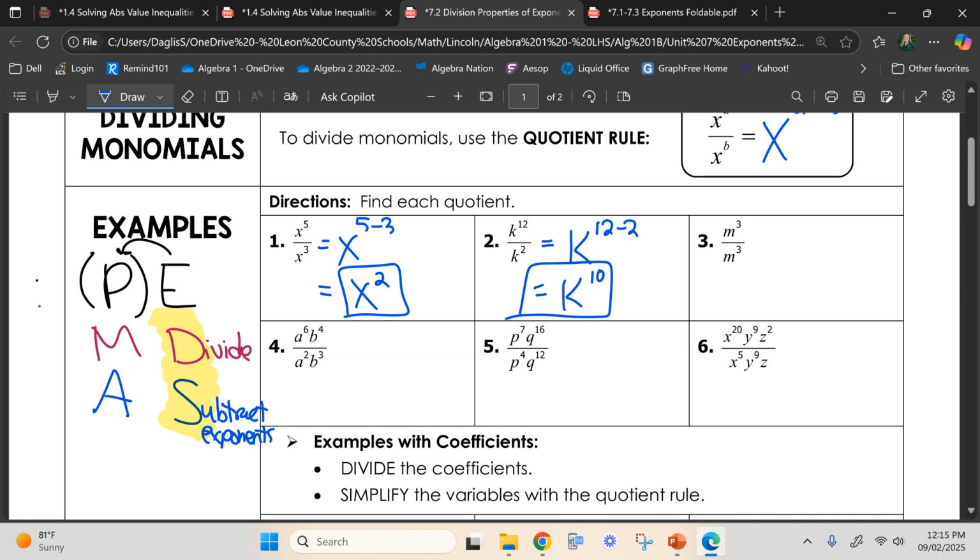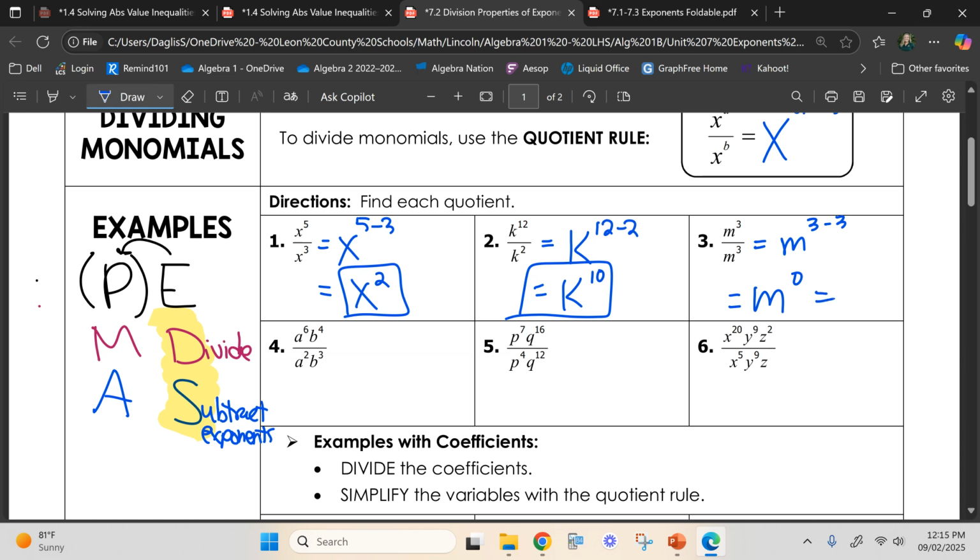Okay? Here we go. m to the 3 over m to the 3. Don't freak out. What do I do? How do I set it up? 3 minus 3, which is m to the power of, what did I hear? And what does m to the power of 0 equal? m to the power of 1.